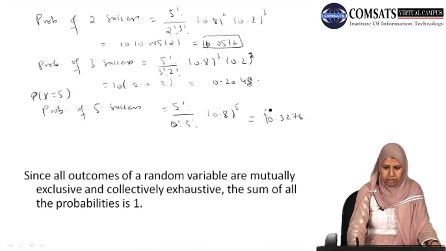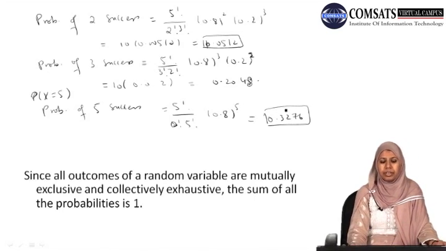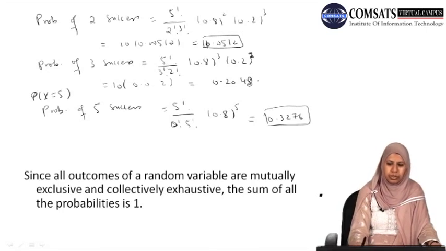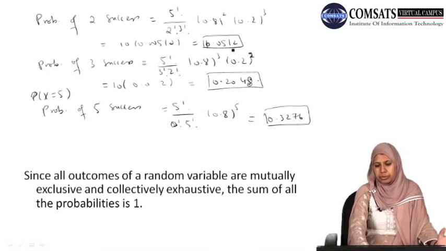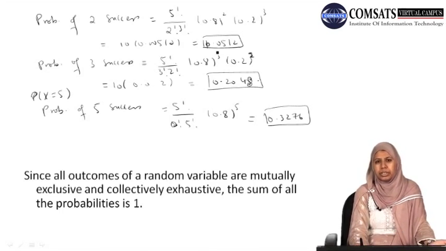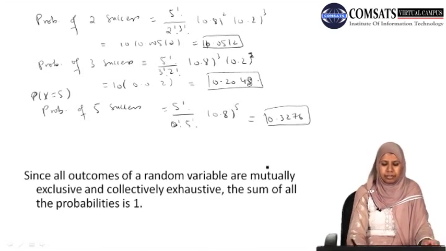0.3276. And from all these we observe that since all outcomes of a random variable are mutually exclusive as well as collectively exhaustive, the sum of all the probabilities will be equal to 1. That is the sum when we have 5 successes plus the sum when we have 4 successes plus the sum when we have 3 successes plus 2 plus 1 and plus 0. The sum of all these probabilities is equal to 1 because all the outcomes are mutually exclusive as well as collectively exhaustive.